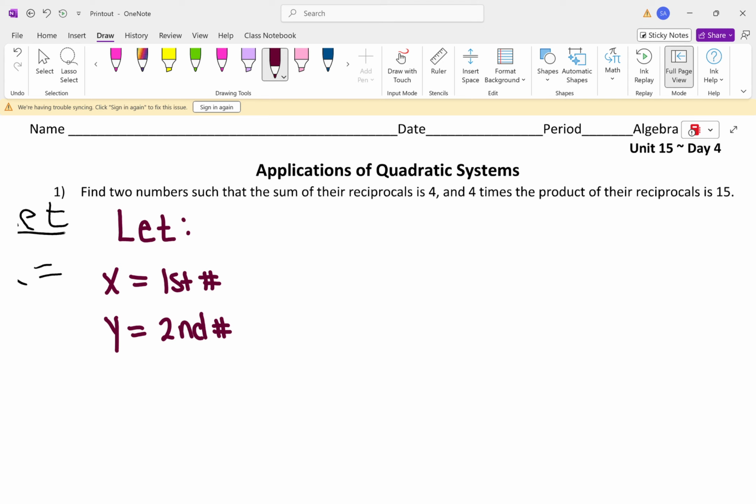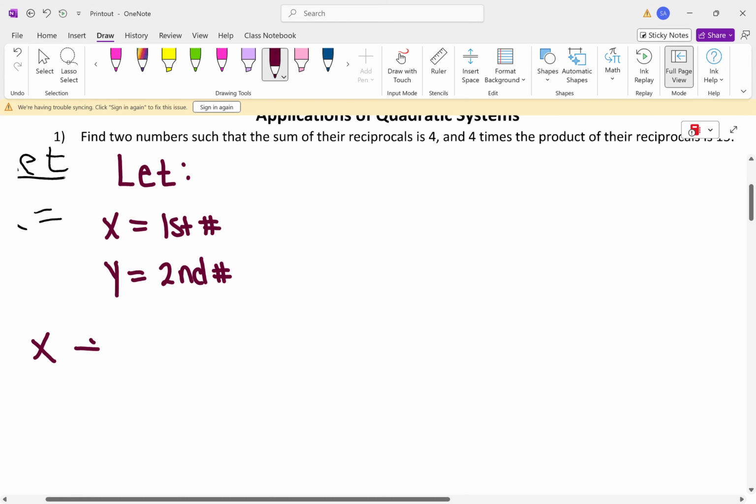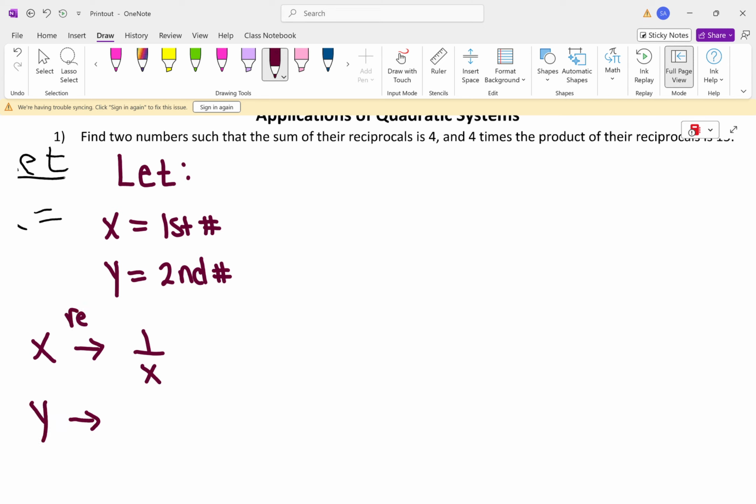So then it says find two numbers such that the sum of their reciprocals. Well, if x is the first number, how would I represent the reciprocal of x? 1 over x. And if y is the second number, the reciprocal would be 1 over y. So it's saying find two numbers such that the sum of their reciprocals is 4. This is my first equation. So I'm going to have 1 over x plus 1 over y is equal to 4.